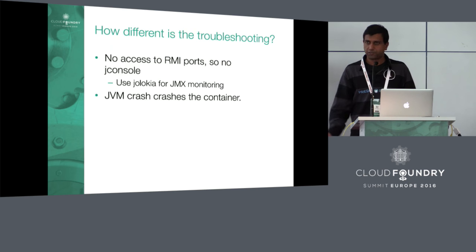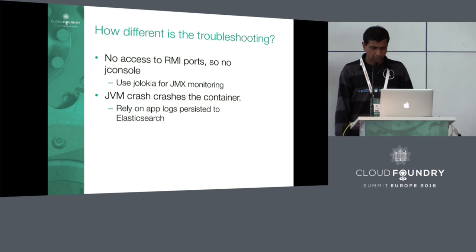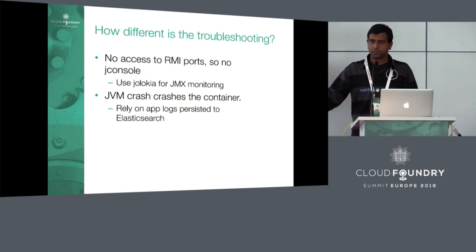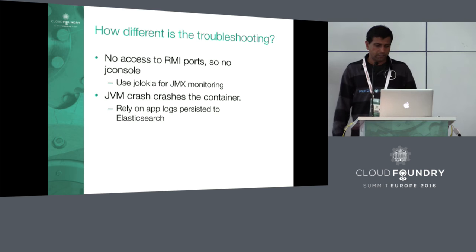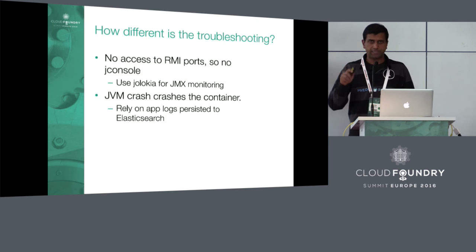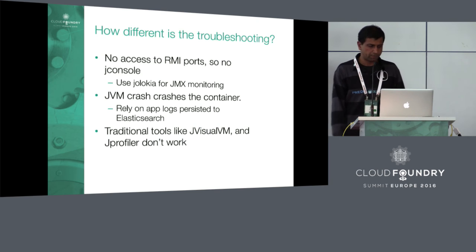JVM to crash. But unfortunately, in this case, because you use ephemeral containers, you can't go back and figure out what is causing the crash for you. So you rely on application logs. What we do is our application logs are all persisted to Elasticsearch as well. Our CLI gives you the cf events command. I'll show you how that works as well, how we use that. Those are a couple of ways that we've used to detect what happened with the crash, for example.